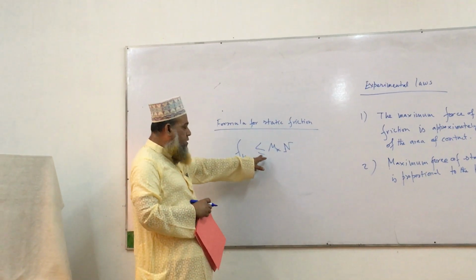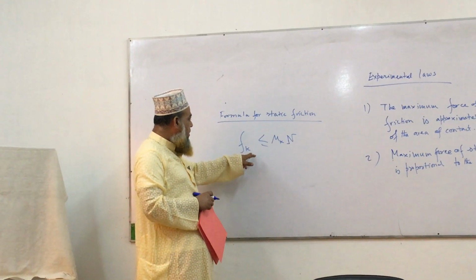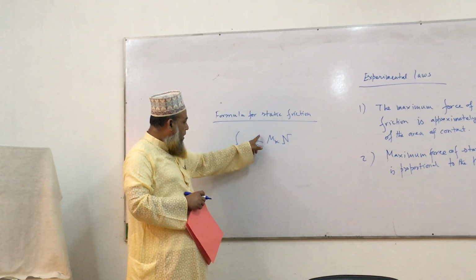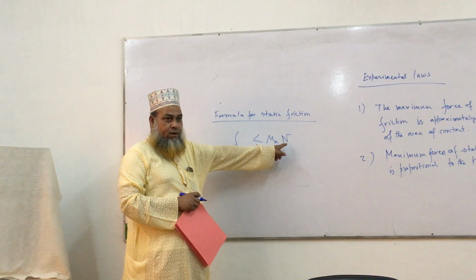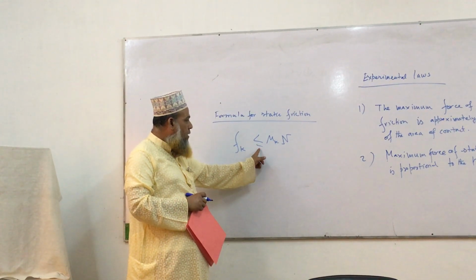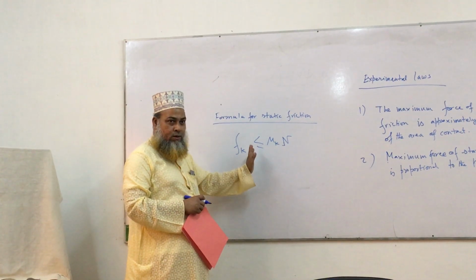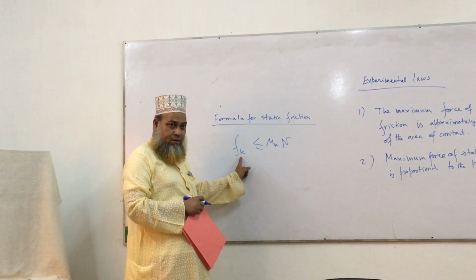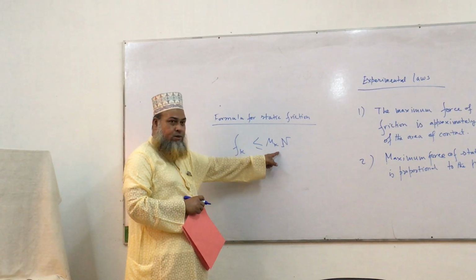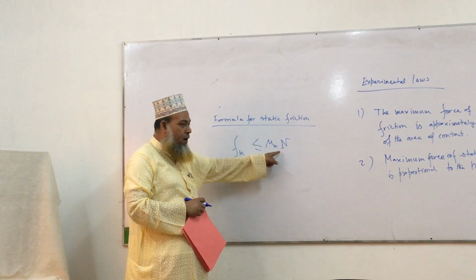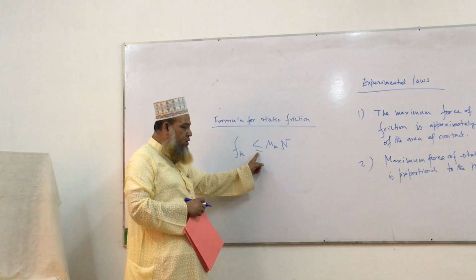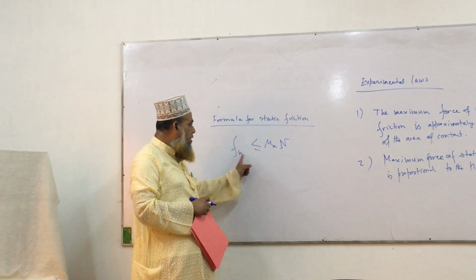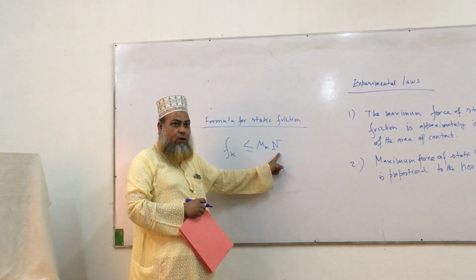Whenever this is equal, then what you see, Fk is maximum, right? This side means this side is greater. Whenever this is equal, both sides are equal. In that case, Fk is what? Maximum, right? Fk is less than mu k n. Whenever there is an equal sign, Fk is maximum. In that case, Fk is proportional to normal force.